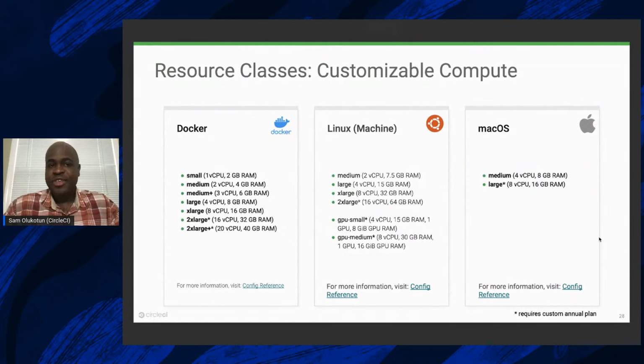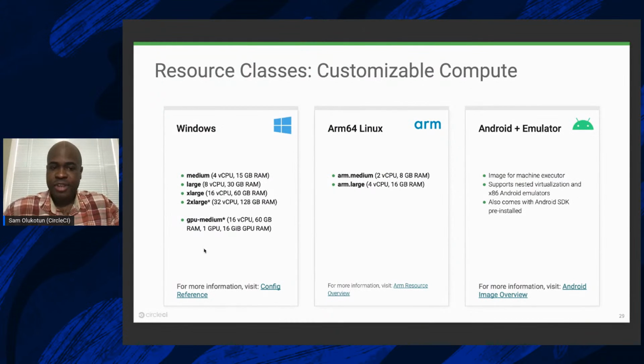For a look at the choices that you have available of resource classes on CircleCI, you can consider our Docker executors that have small resource classes with 1 CPU and 2 GB of RAM, all the way to 2 XL plus. We have Linux machine executors with medium to 2 extra large, as well as GPUs available also. In addition, we have macOS executors, Windows executors, ARM executors, and executors with Android that have an emulator built in. All of this means that regardless of what project your team might be working on, regardless of what size of compute you might need, you have those choices and you can pick which ones will be best suited for your team's needs.